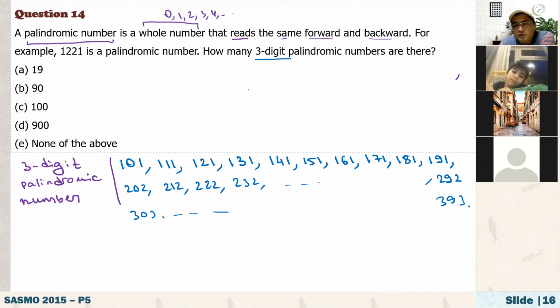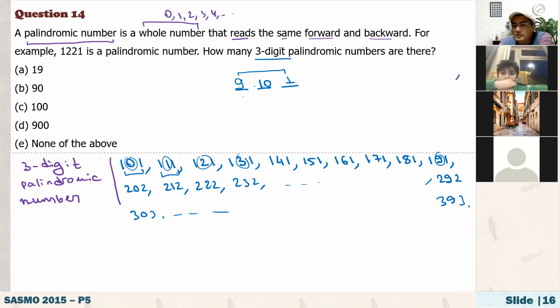So simply to form the palindromic 3-digit number, if you just write 3 digits here, the first digit I cannot write 0, but except for 0, I can write 1 or 2 or 3 or 4 or until 9. So I can write 9 different numbers. How about in the middle? It can be 0, 1, 2, 3 until 9. How many different choices do we have here? 10. But since the first and the last one must be the same, whatever I write in the first place, I also need to write in the third place. It cannot be a different number.